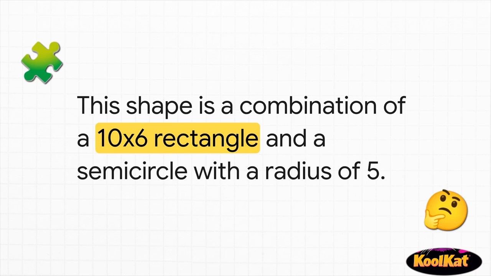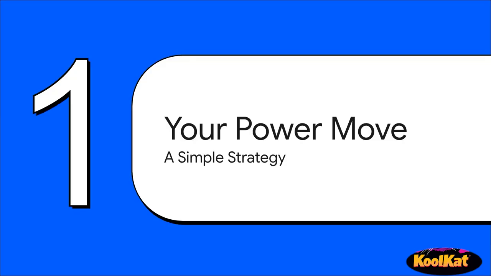All right, so here it is, the beast. At first glance, it looks weird, right? It's not a rectangle, it's not a circle, it's this strange Frankenstein's monster of a shape. And a lot of people see this and their brains just slam on the brakes. But you're about to get a secret weapon that makes this whole thing ridiculously simple. And that secret weapon, we call it the power move strategy. This isn't about memorizing some long, complicated formula.